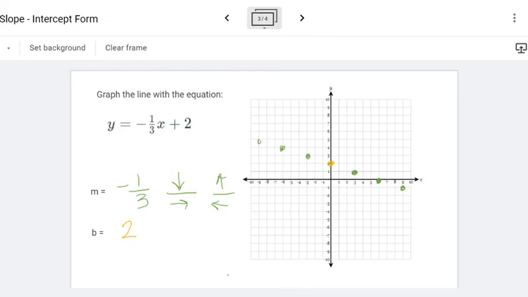And this goes on forever and ever, but we're just going to do as many spaces as we can fill in. And then I'm going to go ahead and connect my points. Okay, and I'm going to check. This is a decreasing line. And I have that negative slope there, so that makes sense. Decreasing and negative go together.